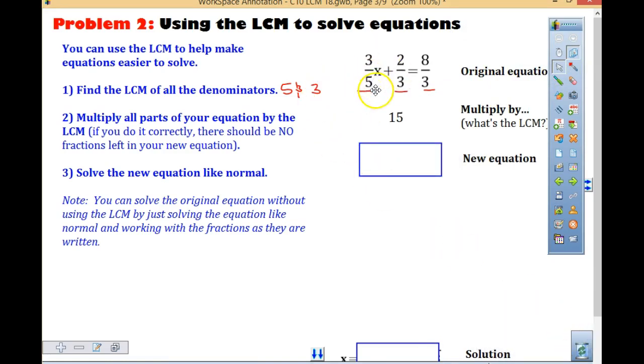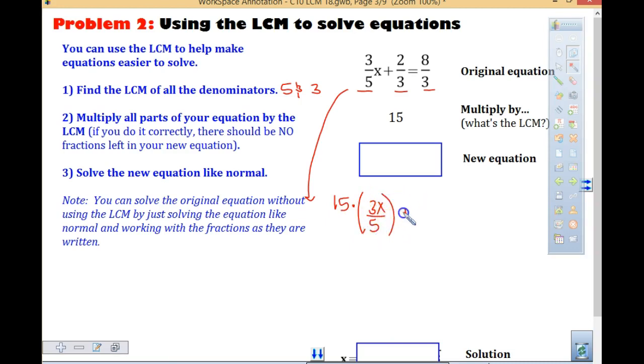So it says, well, what is this new equation going to look like? Okay? So that means we have to multiply every part of this equation by 15. I'm going to have you do that down here. So we're going to write 15 times, put the x in the numerator, over 5. Plus, we're going to put 15 times 2/3 equals 15 times 8/3. So, we're on our notes.